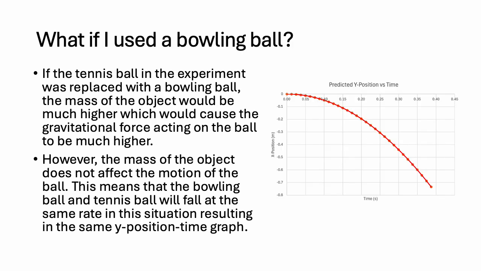What if I used a bowling ball instead of a tennis ball? If the tennis ball in the experiment was replaced with a bowling ball, the mass of the object would be much higher, which would cause the gravitational force acting on the ball to be much higher. However, the mass of the object does not affect the motion of the ball. This means that the bowling ball and the tennis ball will fall at the same rate in this situation, resulting in the same y position graph.